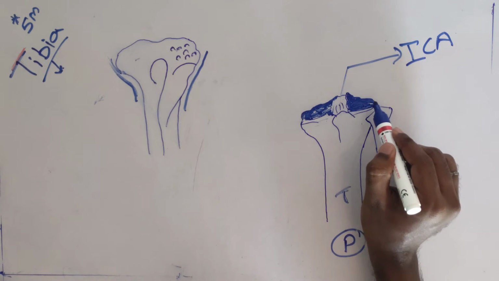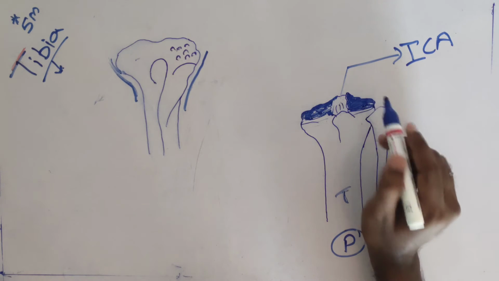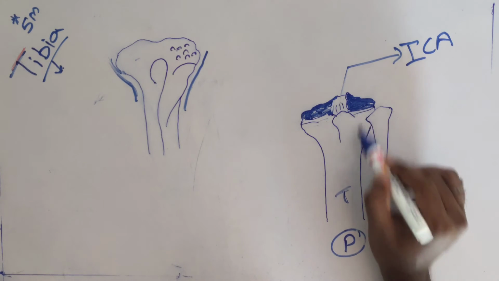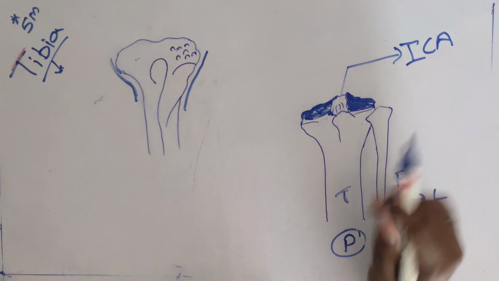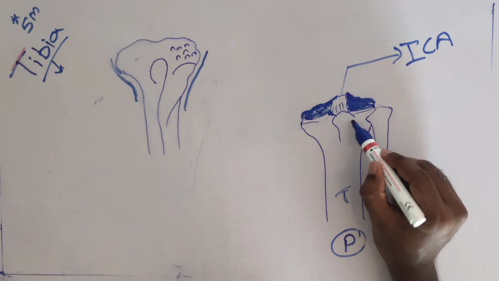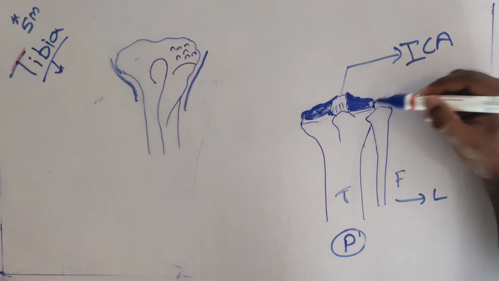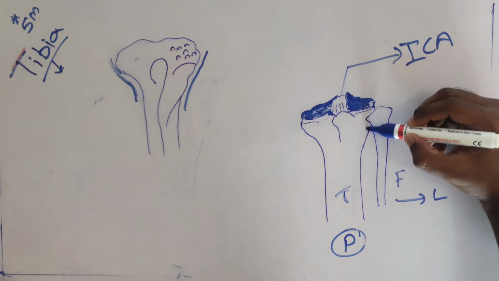Next, the articular surface is nearly circular, at the posterior inferior aspect. That means this is the posterior region. Inferior aspect means this. The posterior inferior aspect of the lateral condyle articulates with the fibula. See here, this is the posterior region. This is the inferior region.